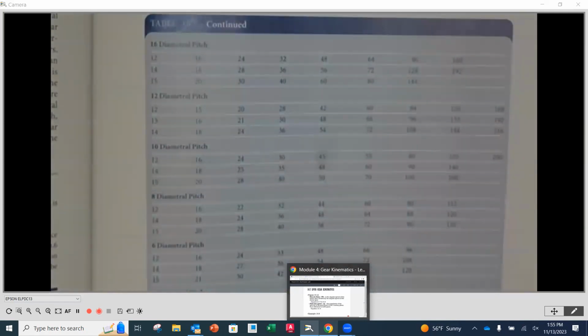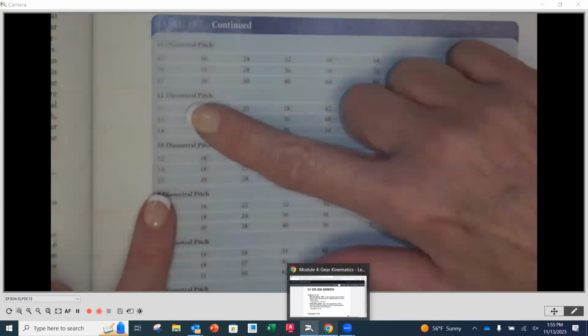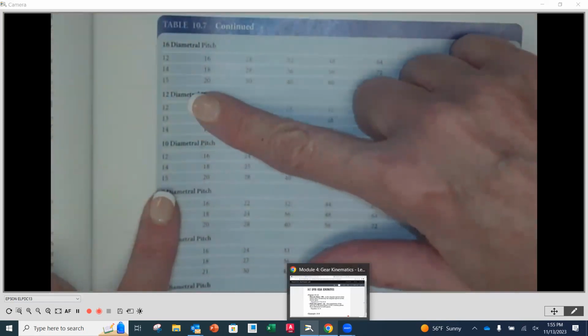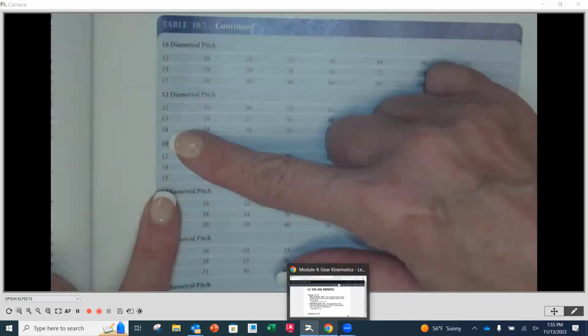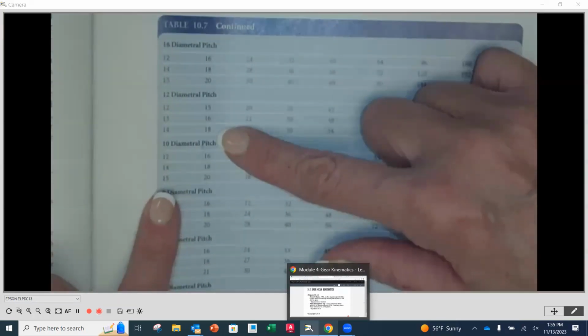So it has to be an integer number that's available for that diametral pitch, that size of tooth. And they're not going to make each and every one. So you'll even notice that there's differences when we're up at diametral pitch of 12. It goes from 12 to 13 to 14, 15, 16, but then it skips 17.